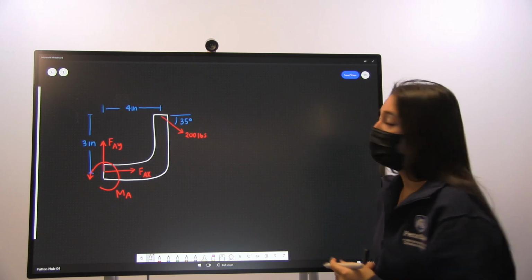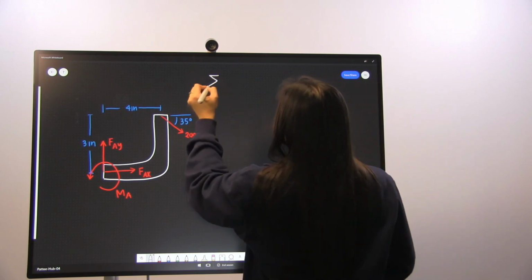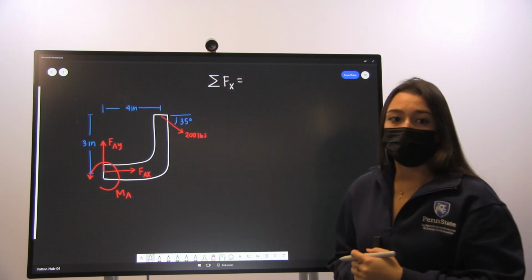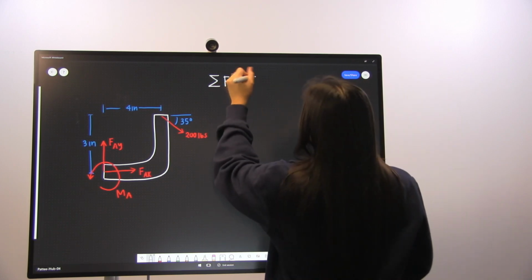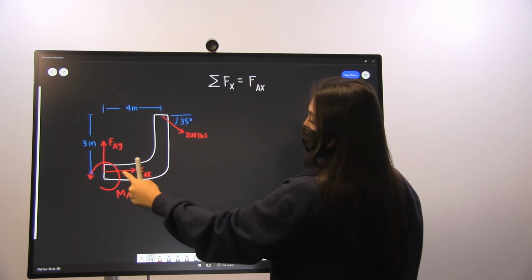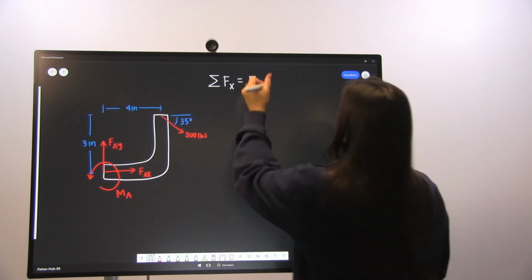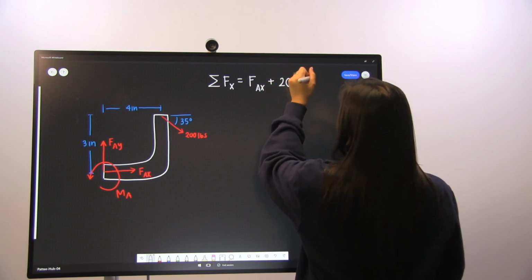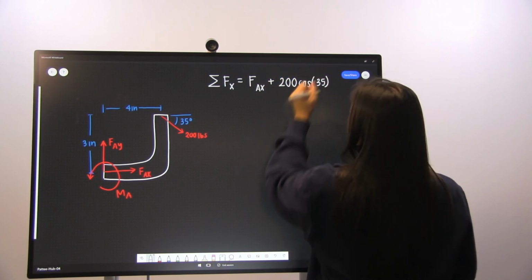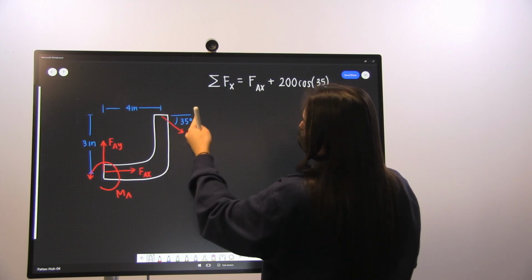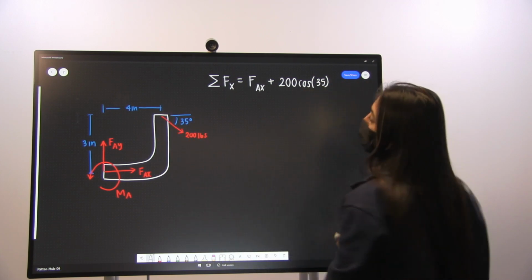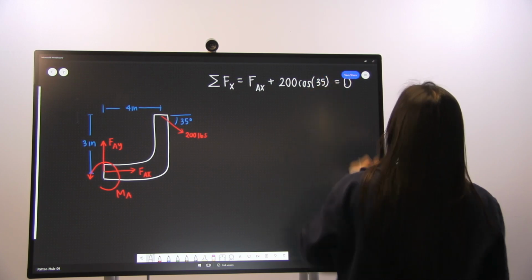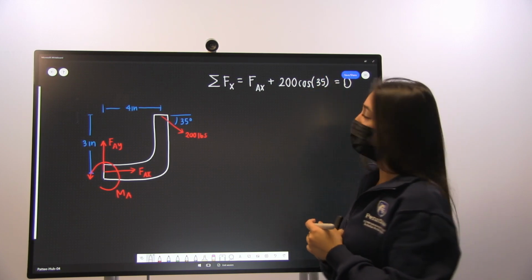our moment. So first I'm going to set up our forces in the X direction. So for our forces in the X direction, we have our FAX right here. We also have the cosine of 35 times our 200-pound force to get the X component of this force. And of course, all of this is equal to 0 because it's our equilibrium equation.